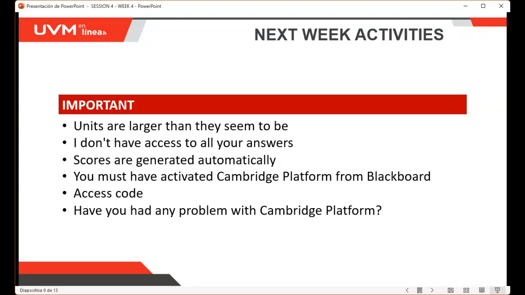Scores are generated automatically. You already know that. You must have activated Cambridge platform from Blackbird. Again, you already know that. I don't think that anyone has any problem with this part of the Cambridge platform information, because if not, I would have already received some message about this problem. Have you had any problem with Cambridge platform until this point? No. Okay, everything is okay. Thank you very much.